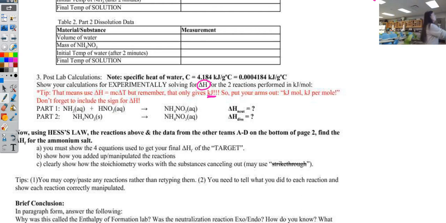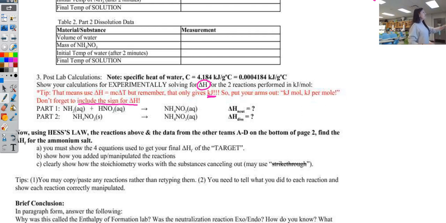And then also, don't forget to include the sign for delta H. And my recommendation is to always do that after. So you just think, did my temperature go up or did my temperature go down? M should not have a sign. C should not have a sign. Delta T should not have a sign. The only thing that carries a sign is delta H. Otherwise, it's incorrect, okay? You'll lose points on putting signs in for other things.